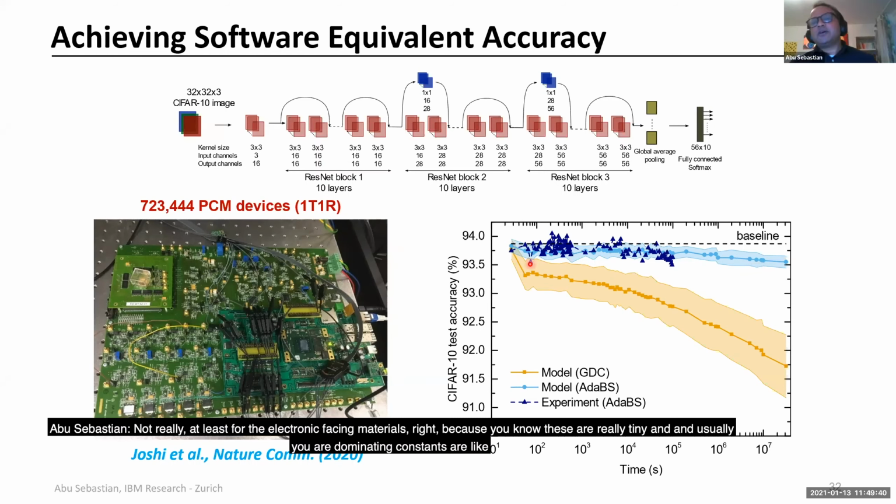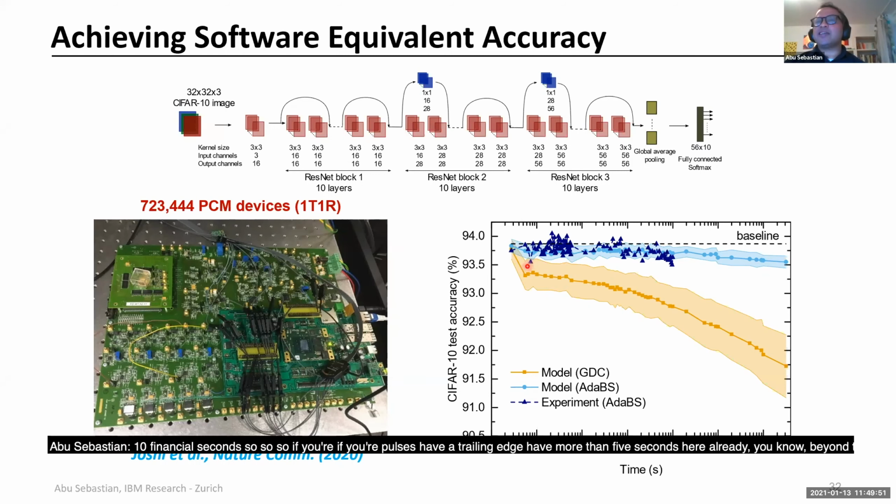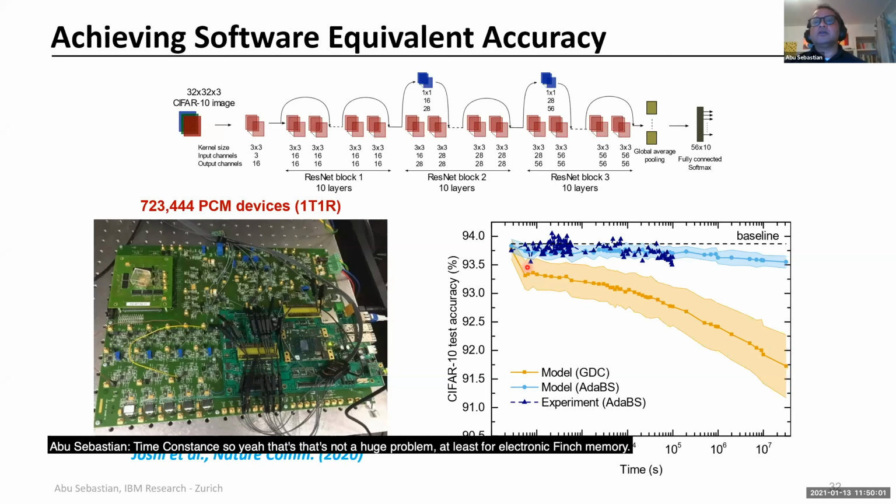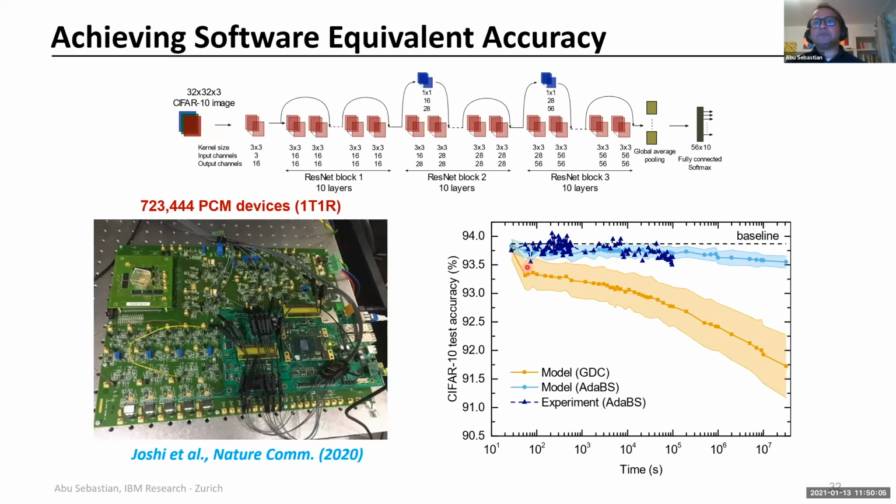Not really, at least for the electronic phase change materials. Because these are really tiny, and usually your thermal time constants are like 5 nanoseconds or so. So if your pulses have a trailing edge of more than 5 nanoseconds, you're already beyond the thermal time constants. So that's not a huge problem, at least for electronic phase change memory.